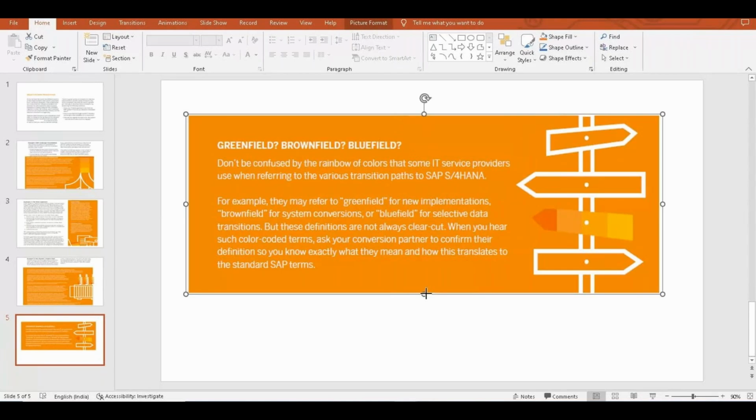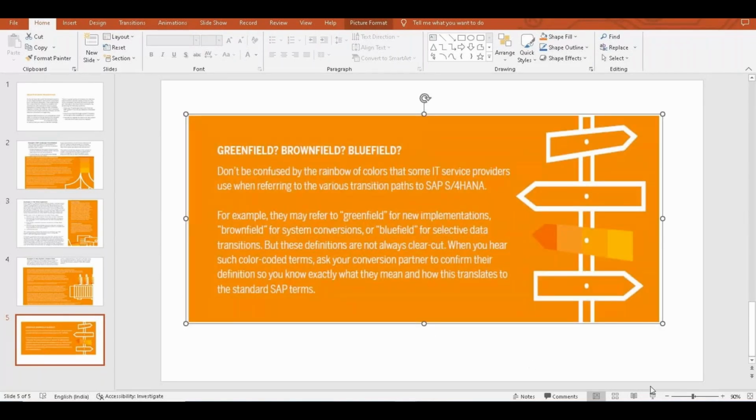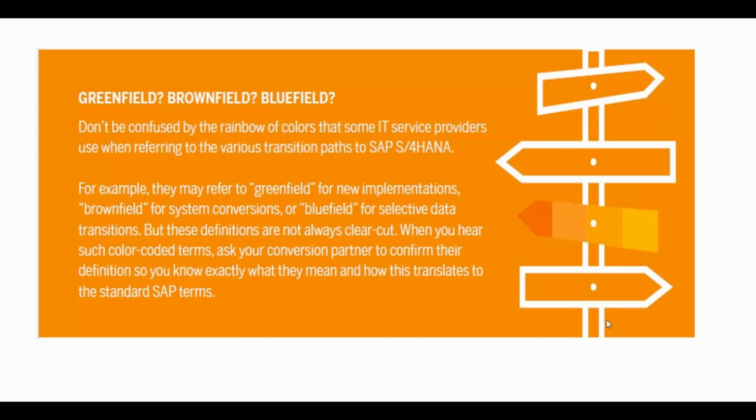Look at this, what they are saying. Greenfield, Brownfield, Bluefield. Don't be confused by the rainbow of colors that some IT service providers use when referring to various transition paths. For example, for HANA, you may be referring to Greenfield for new implementations, Brownfield for system conversions, or Bluefield for selective data transitions. So that is basically one of the transition scenarios.